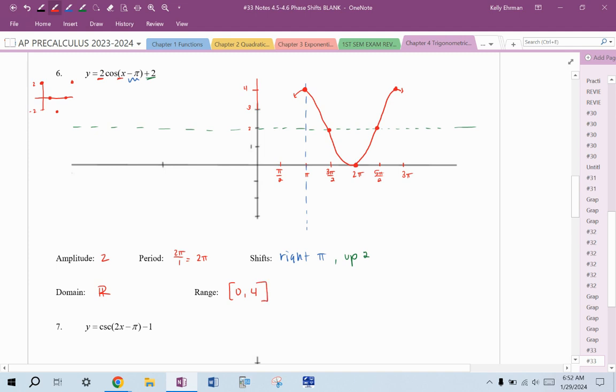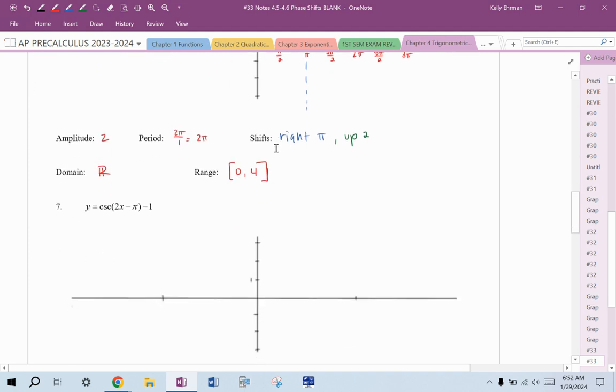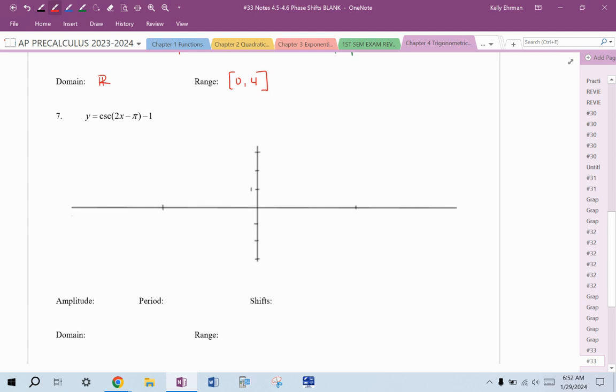All right, let's do a cosecant graph. We have some rewriting to do on this one in a few ways. So first, let's think of it as a sine graph. And we have to factor the 2 out. So if you factor 2 out of 2x minus pi, you get 2 times x minus pi over 2.